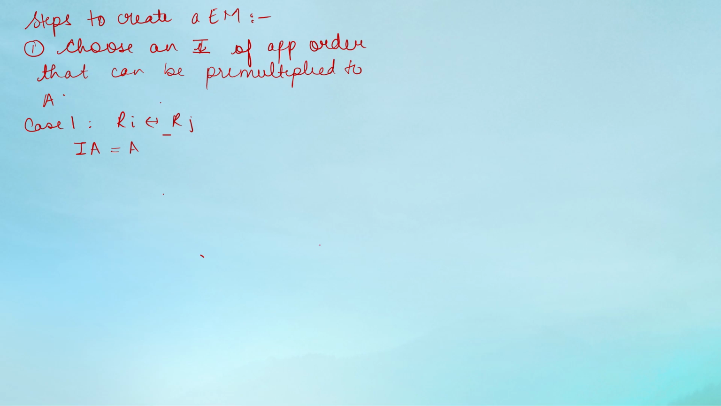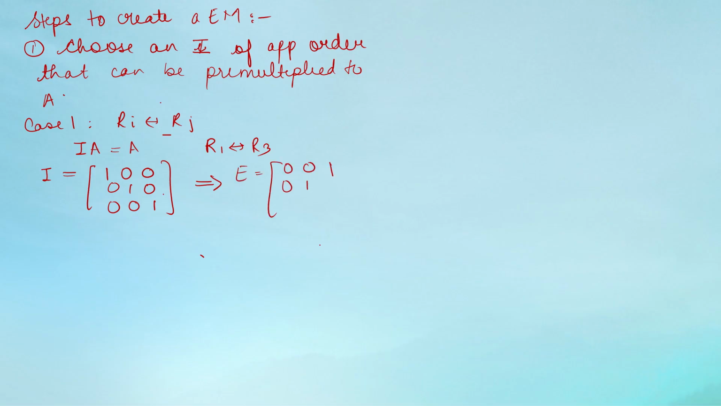So let's say we apply the operation where we interchange R2 and R3. In that case, let's say we have the identity as 1 0 0, 0 1 0, 0 0 1. When we do the operation, we'll get the elementary matrix as 0 0 1, 0 1 0, 1 0 0.